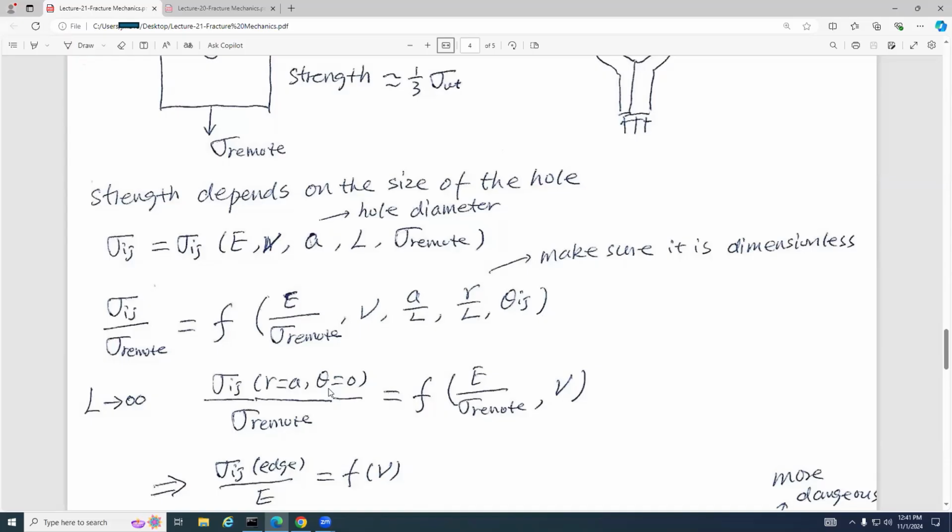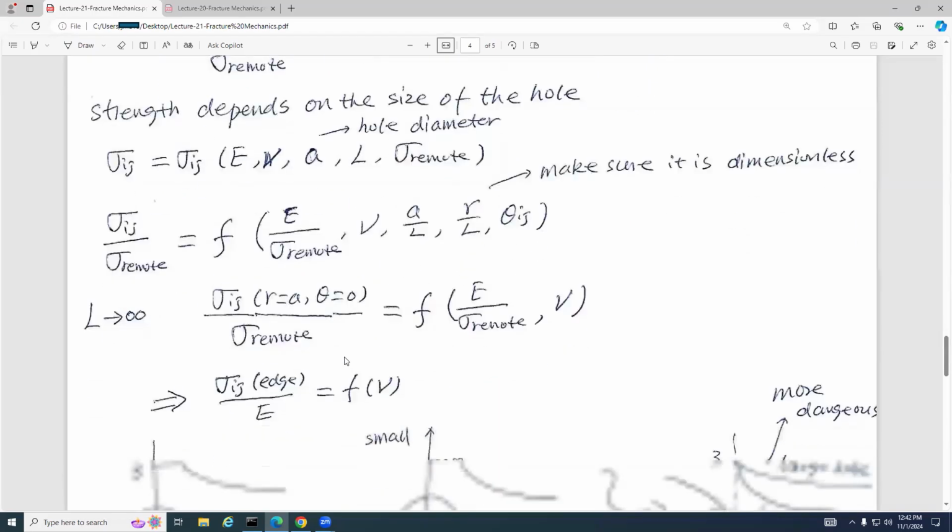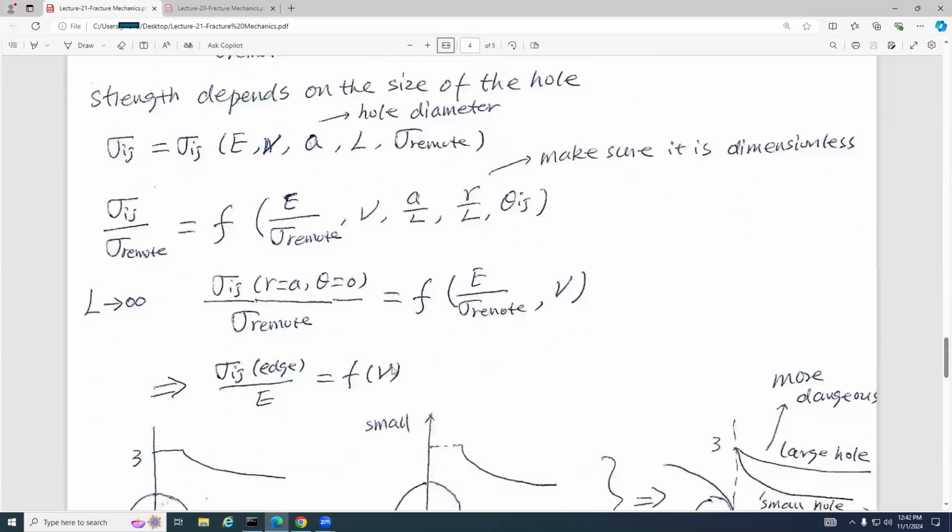Do you understand this? Where is A and where is R? Because L is very, very huge, if L goes to infinity, this one is almost 0 and this one is almost 0. Also here I specify theta equals 0, orientation equals 0. As a result, for this point, I only have this gamma and this nu here.